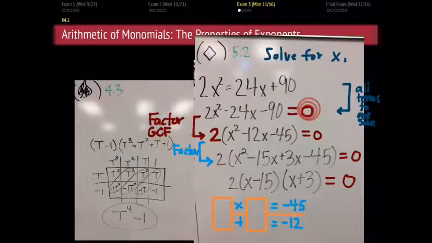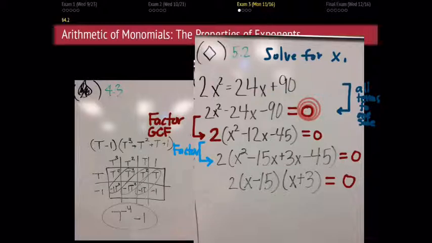So thinking about the multiplication part first, the possibilities for 45 are what? 45 and 1, 15 and 3, 9 and 5, and then I think that's it. These are the only possibilities. But one of them's got to be negative because we want negative 45 to be the product. And if you're looking for that pair which adds together to give you negative 12, you'll find it in negative 15 and 3. So that's where this negative 15 and this 3 come from in the factorization that then follows. So you factored out the trinomial, and you got x minus 15 times x plus 3.